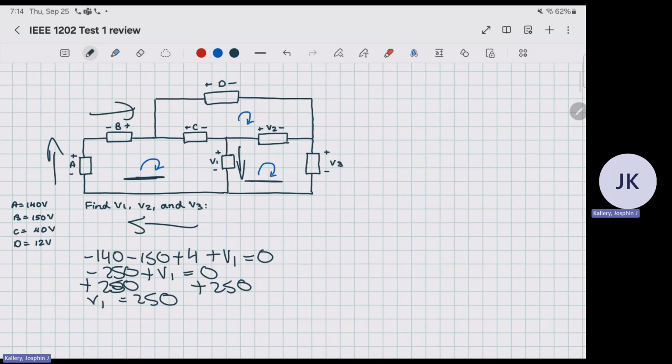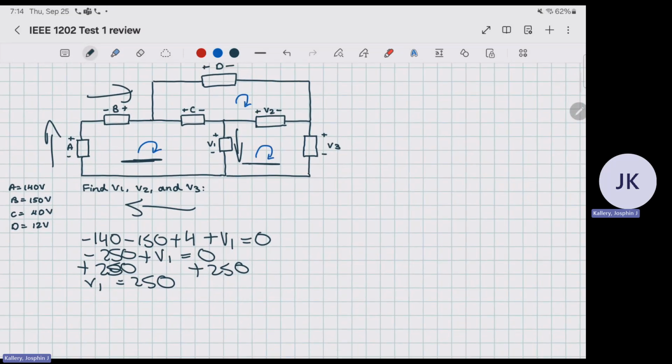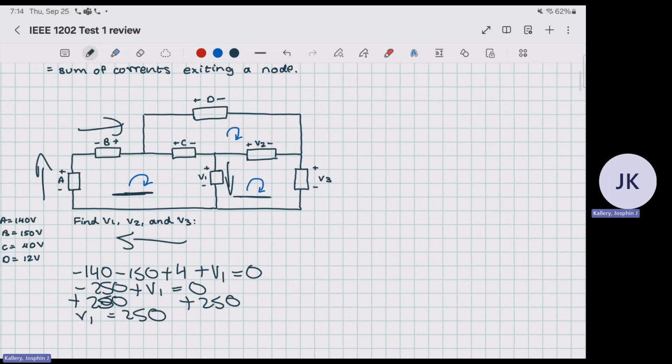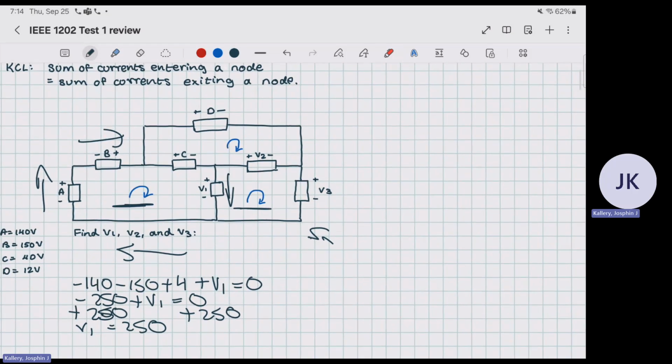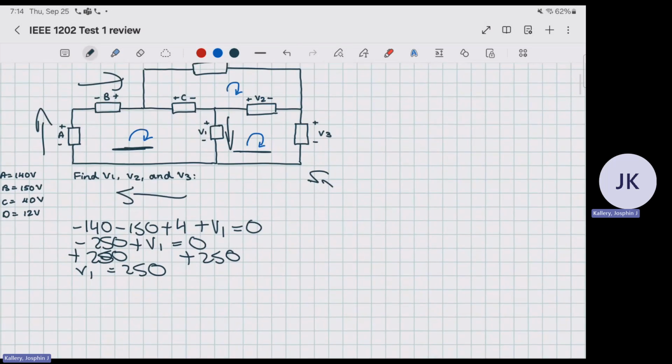Alrighty, and then we will solve for the next loop. We'll look for where we're only missing one component. So solving for this one would be best if we do it last because two of the components are unknown, V2 and V3. So we'll do the second. The second one will be the top one.